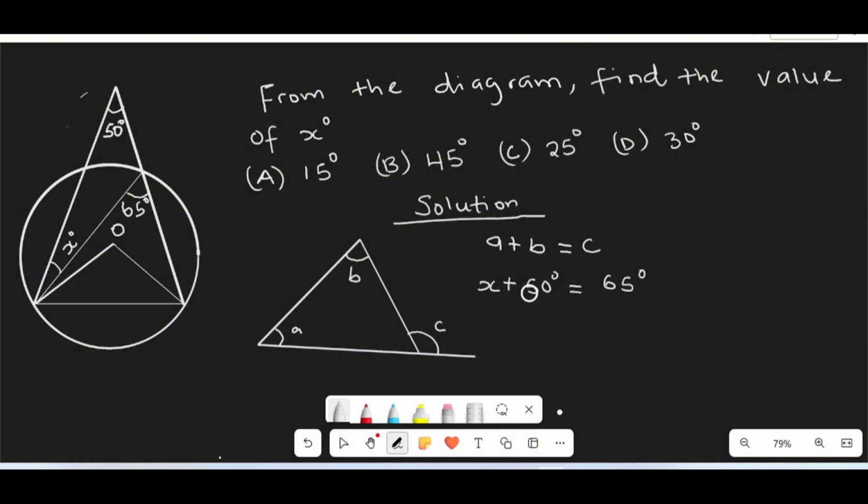So let us transpose 50 degrees to the right hand side, and the positive sign will change to negative. So x equals 65 degrees minus 50 degrees. So our x equals 65 degrees minus 50 degrees, which will give us 15 degrees. So our correct answer is option A.